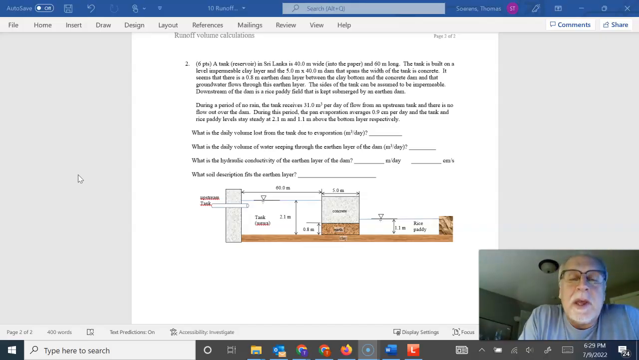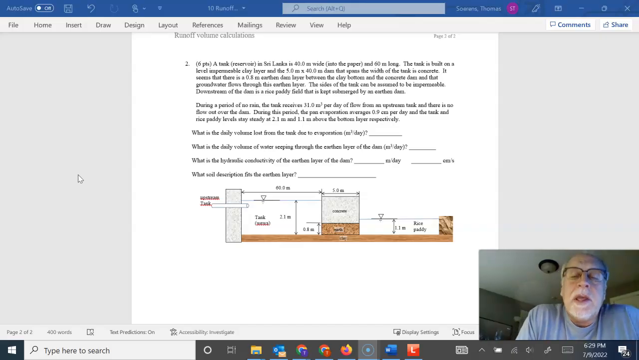But what we have here is a tank, they call it there, and it's 40 meters wide, so into the paper it's 40 meters, 60 meters long, so that's the dimension right here. The tank is built on an impermeable clay layer. It's impermeable down there. And then the dam is 5 meters in this dimension, so the water is going to flow through the bottom of the dam there, 5 meters in that direction, and 40 meters again into the paper, and it's concrete.